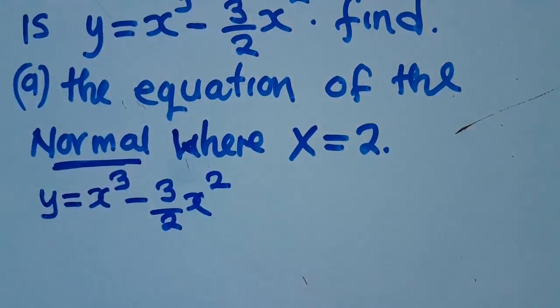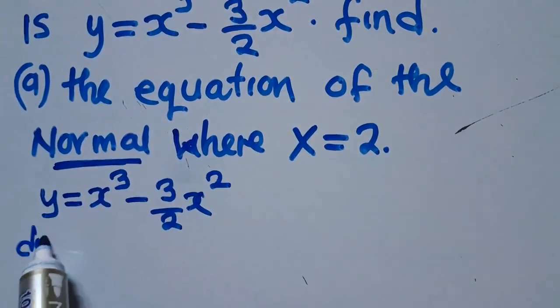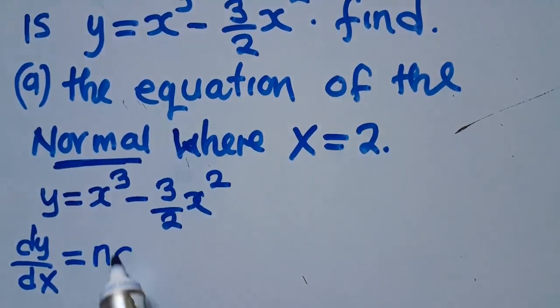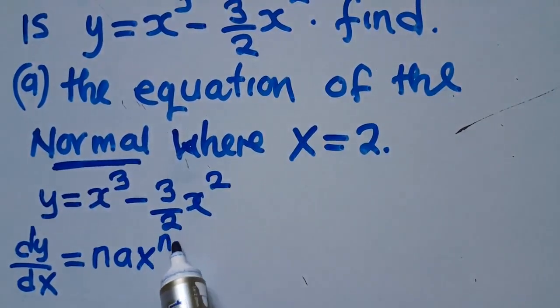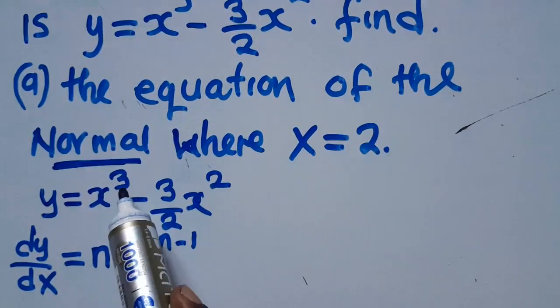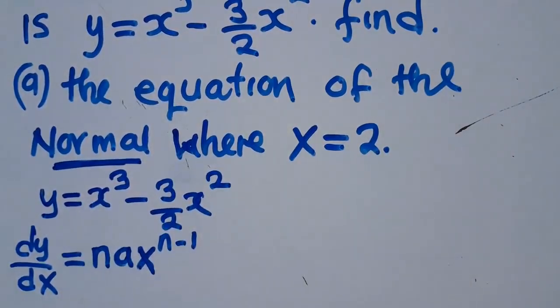How can you differentiate this? So you say you are differentiating y with respect to x. So you say dy dx is equal to, how do we differentiate? We use the formula nax to the power n minus 1. What does this mean? N here is the power, a is the coefficient, then x is a variable, meaning that you'll be multiplying power times a coefficient which is here. This is how you'll be doing it.